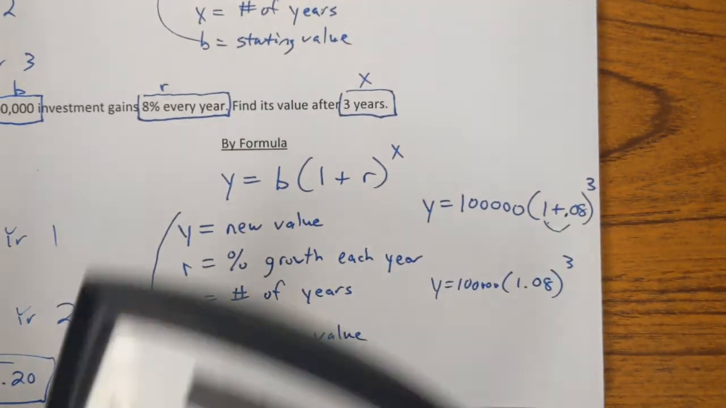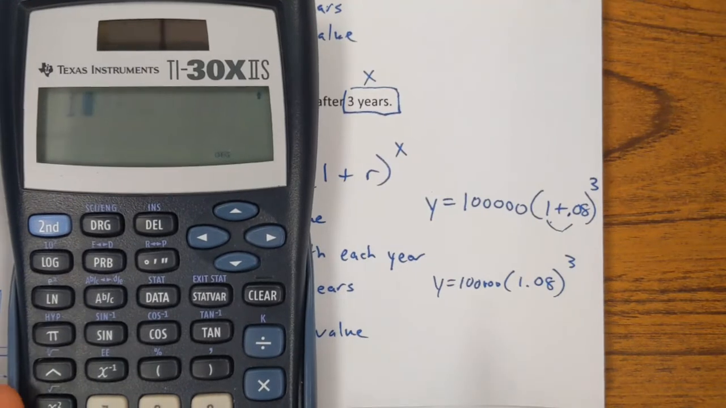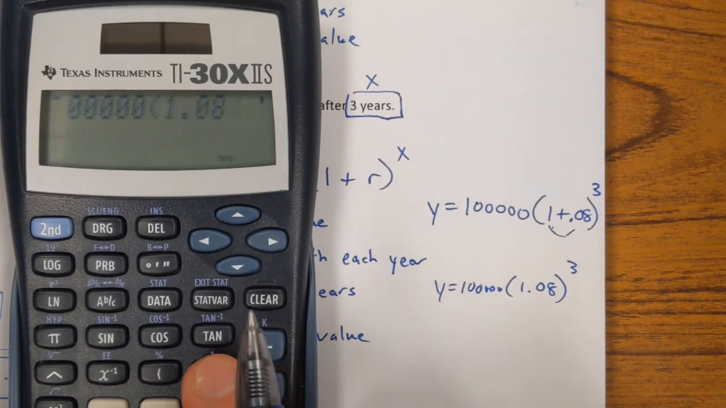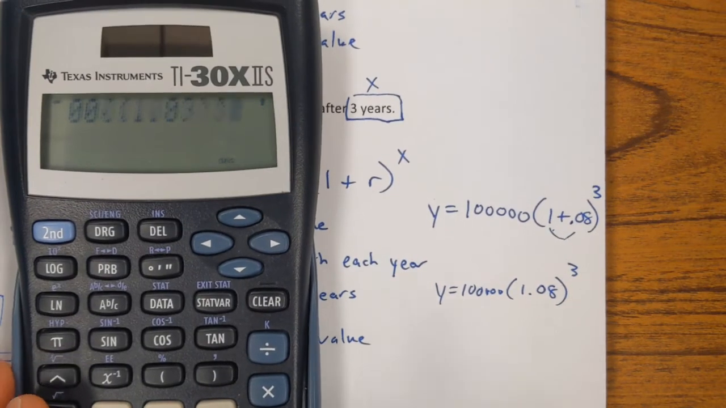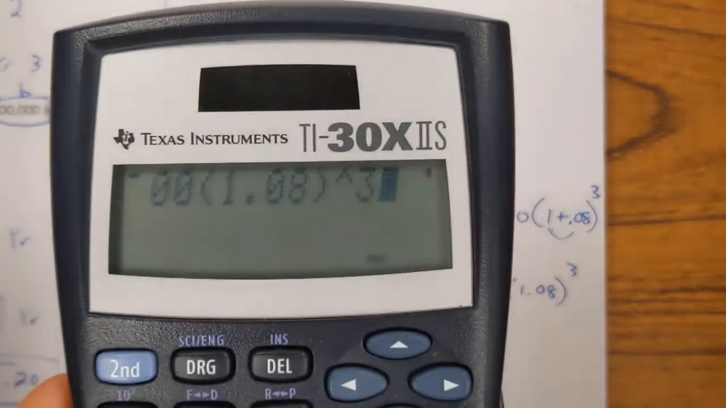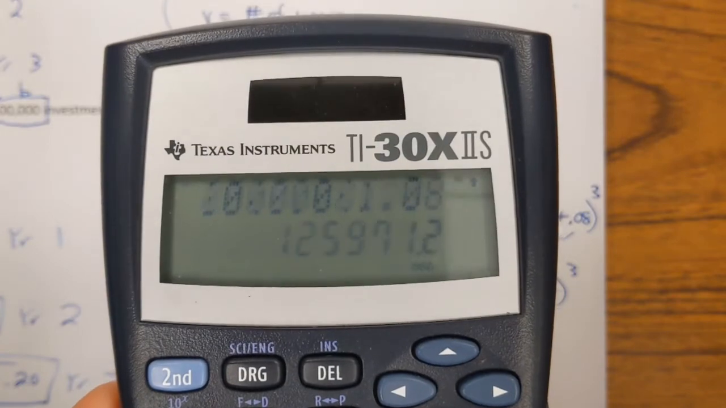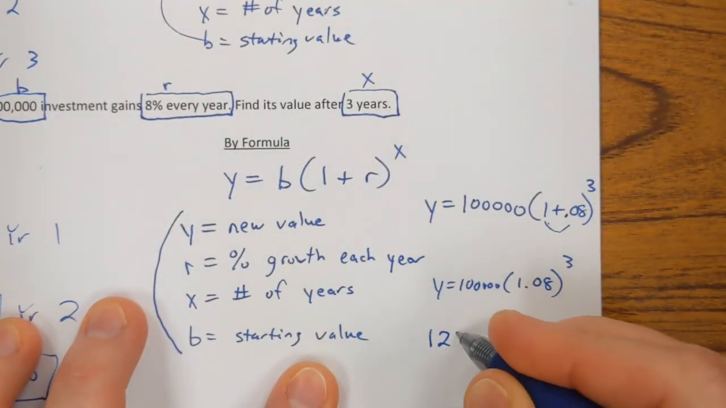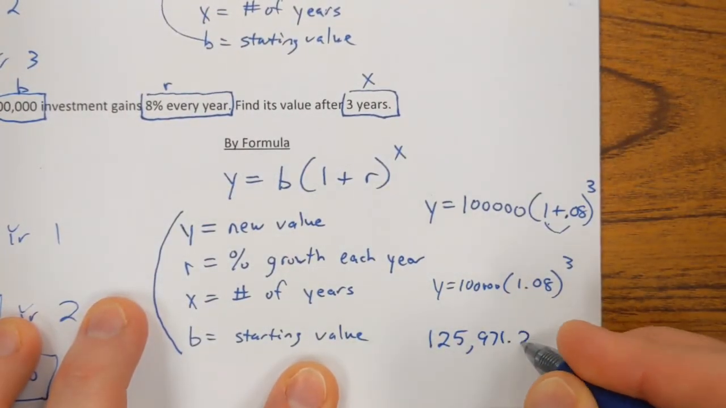But watch, we can get this answer in one step using our calculator. 100,000 times 1.08 raised to the 3rd power. And watch, in one step using the formula, boom, we can jump straight ahead to our final answer, 125,971. And don't forget the 20 cents.